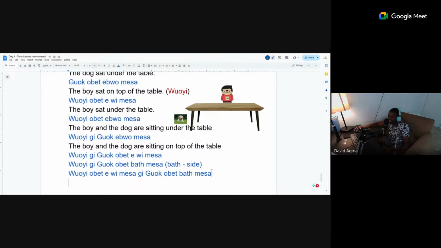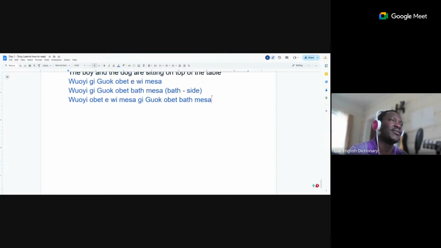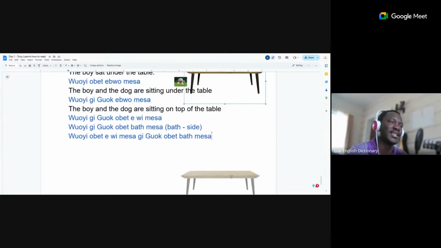Good. Woi obet we mesa gi gwok obet beth mesa. Woi obet ewi mesa, giguok obet ebath mesa. Good. Now we want to move on to the next page.